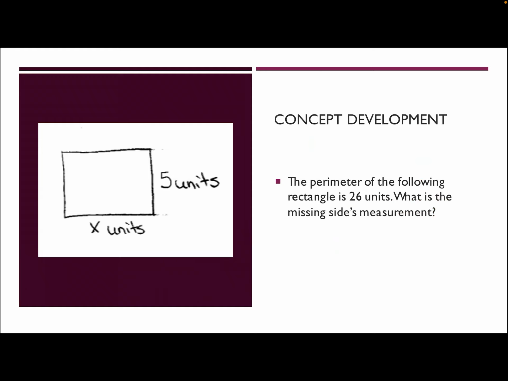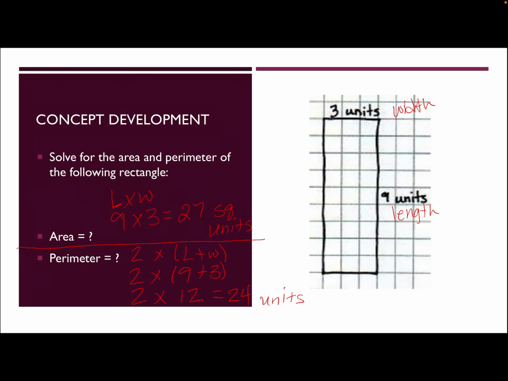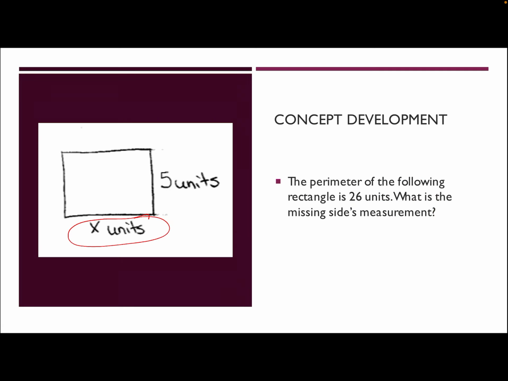For our next example, we're missing a piece of information on our rectangle, and that's what we're going to solve for. The problem states that the perimeter of the following rectangle is 26 units. What is the missing side's measurement? Well, whenever we solved perimeter last year, we would just take each side and add them all together. The formula that we're using this year, 2 times length plus width, is just a shortened version. It's much easier to add length and width and multiply it by 2. In this case, we're going to have to do it the long way.